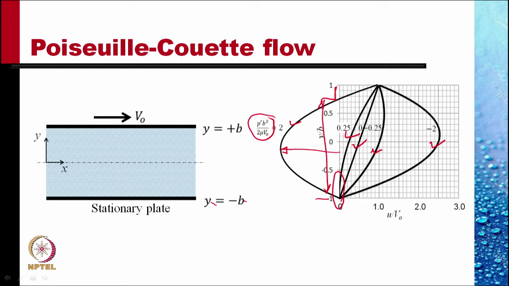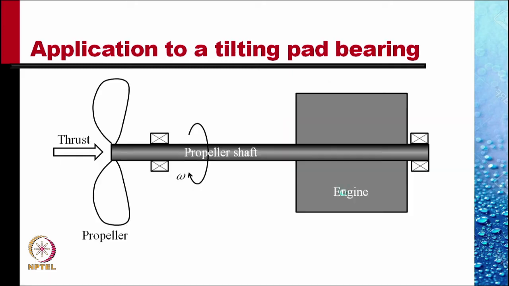Let's apply this flow to a problem of thrust bearings. If we had a propeller shaft which was rotating a propeller of a boat, we would need bearings so that the propeller shaft could rotate. But this propeller shaft would produce a thrust. Because of this thrust, the propeller shaft would be pushed back.